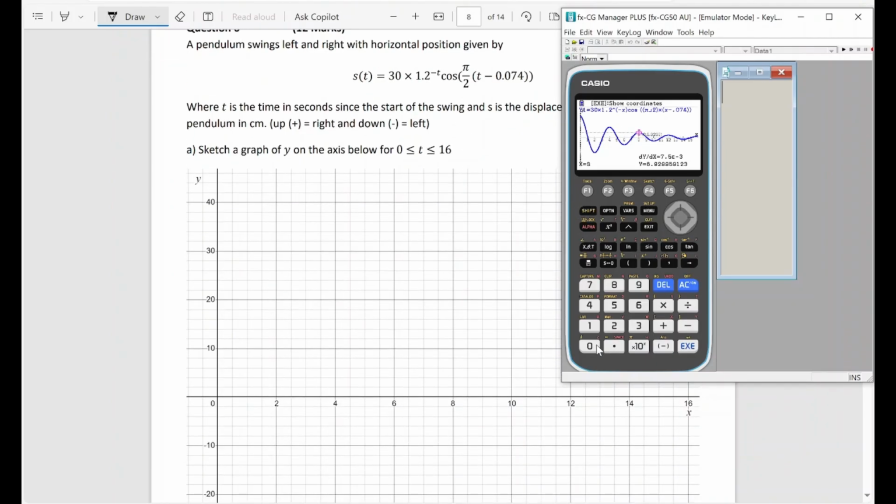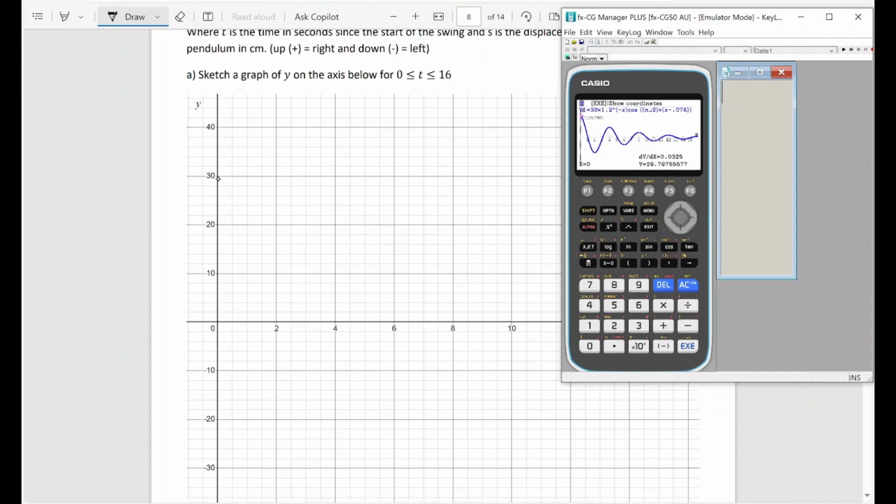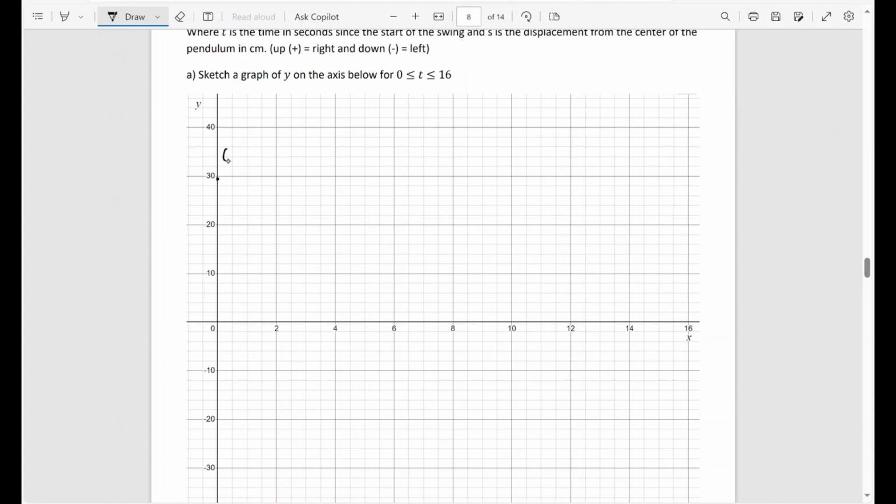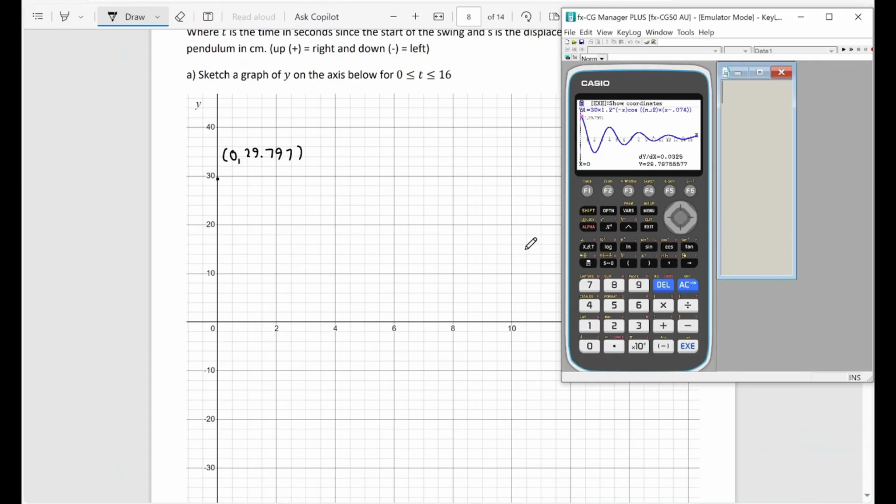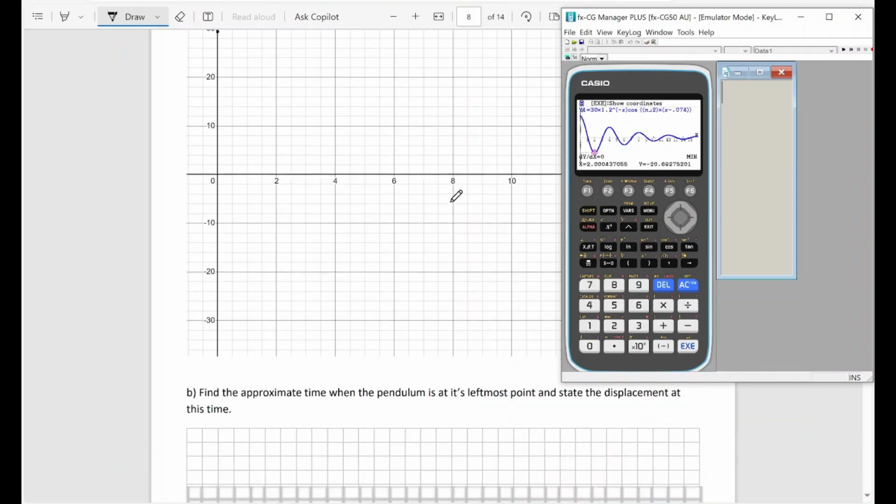So it will gradually start slowing down and get less and less swingy. So let's trace 0 and see what that is. The height starts at 29.797, very nearly 30. And I'm actually going to mark that 0, 29.797, because we'll see this will come in handy later. Then we might as well start just finding our minimums and stuff. So we got essentially 2 and minus 20.692.